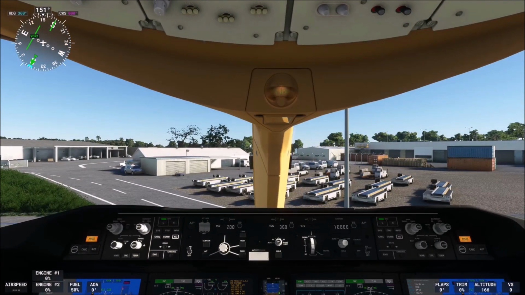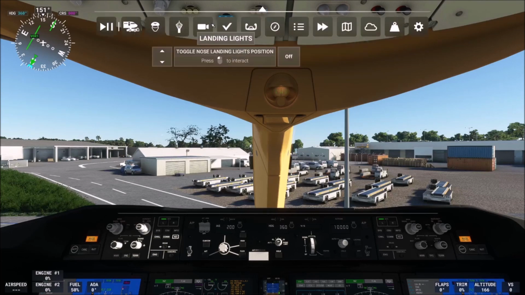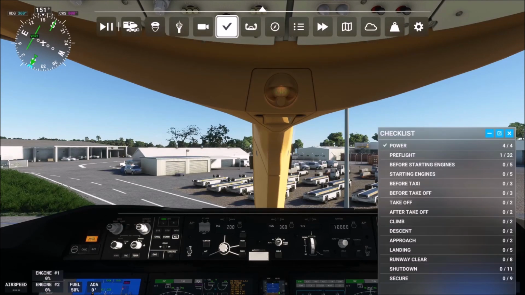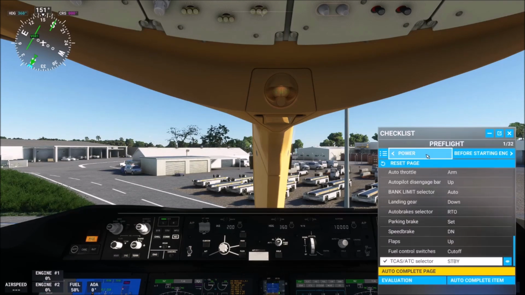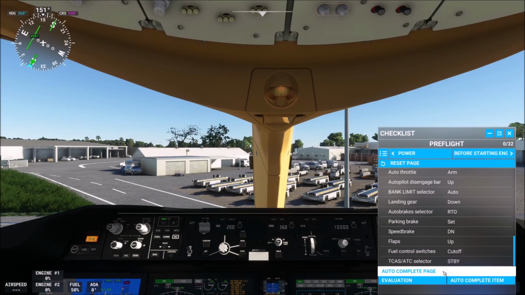I'm sure about it, and the moment of truth has come to see how many mistakes I have. So let us see what we did. We finished the 32 commands of the pre-flight. I must also take a deep breath. I reset the page. You can follow those things here also, and you can press the autocomplete page and just get rid of all these things. But I mean, you must know what is going on in your plane. So the moment of truth has come.